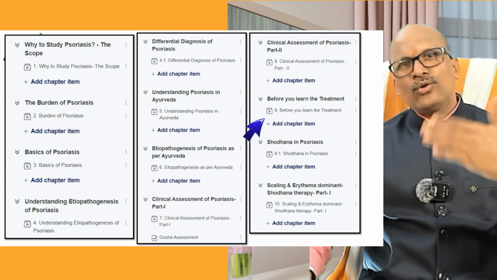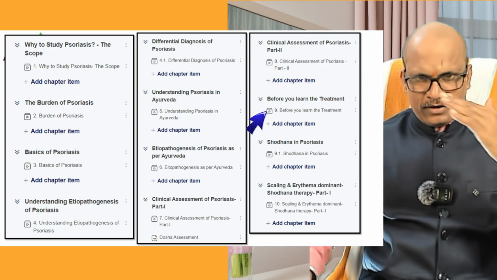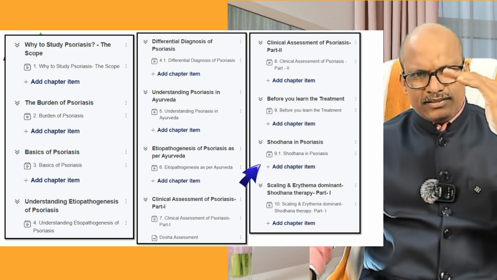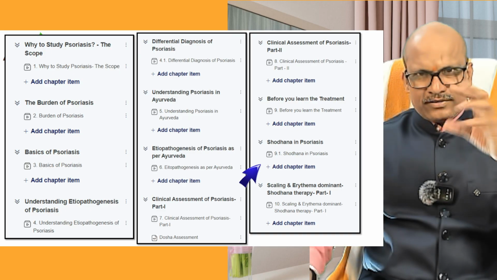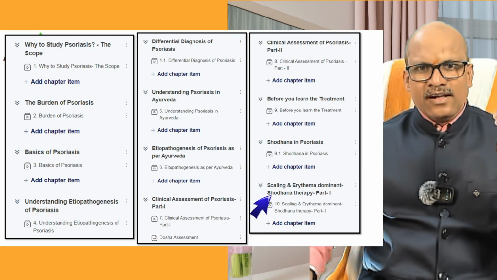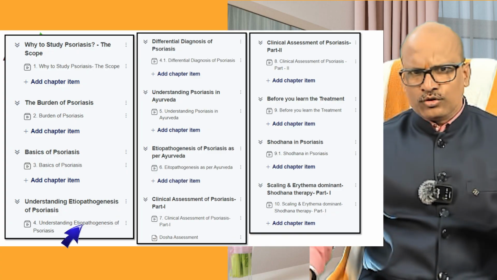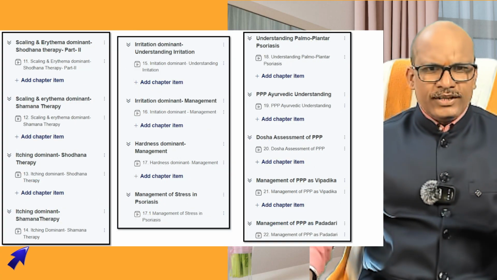Next, before we learn treatment, how we should be prepared. Next comes Shodhana in psoriasis in general. Next come the 5 main important types of presentations that I have come across in my clinical practice. Those will be discussed, like scaling and erythema dominant psoriasis. In that, the importance of Shodhana. First is Shodhana. Next comes scaling and erythema dominant psoriasis.